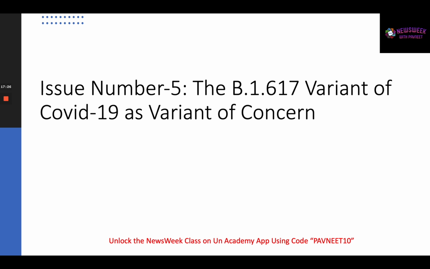So the B.1.617 variant of COVID-19 has been designated by the WHO as a variant of concern. Here, friends, the very first thing that you need to understand is: when is a virus called a variant? In what condition does a virus get designated as a variant? You are aware of this basic fact that a virus is called a variant when the genetic sequence of the virus differs from the parent virus. So in that case it becomes a variant.